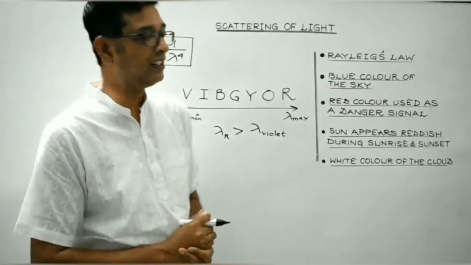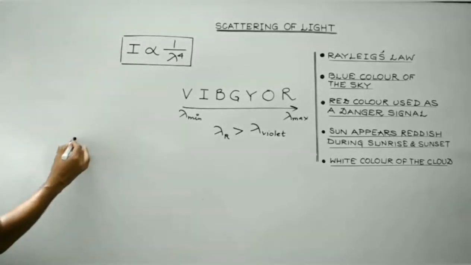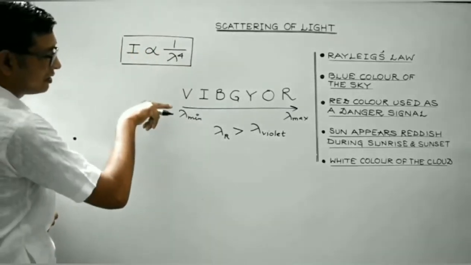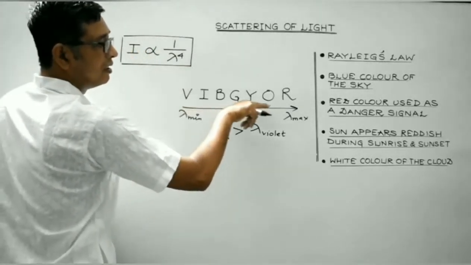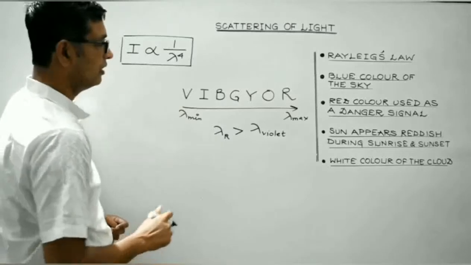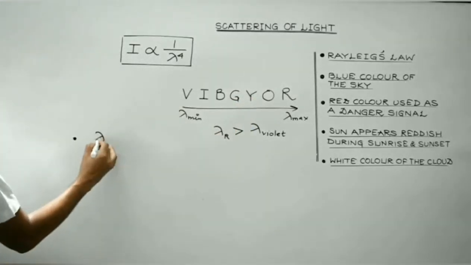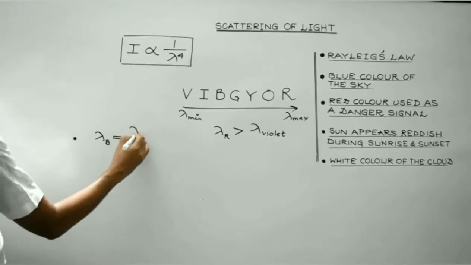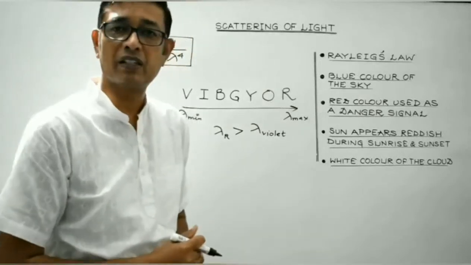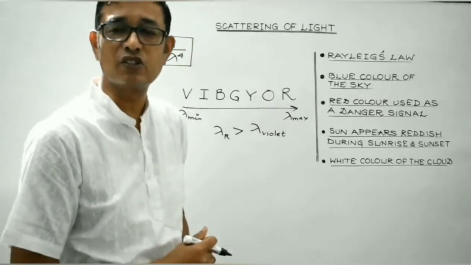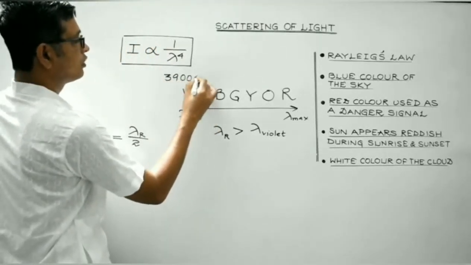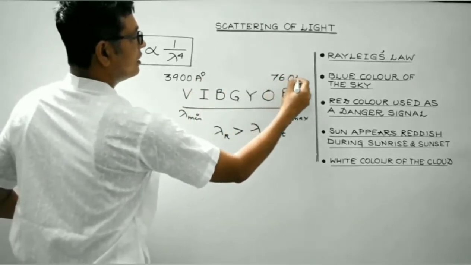Okay, now what we discussed is its application, and the first application was the blue color of the sky, right? I will explain it mathematically. Here, as you are aware, this is in the increasing direction of wavelength. That is, violet possesses minimum wavelength, red possesses maximum wavelength. Actually, it is found that the wavelength of the blue color is equal to half the wavelength of the red color, right? The range of the wavelength in the visible spectrum is about 3900 angstrom to 7600 angstrom.